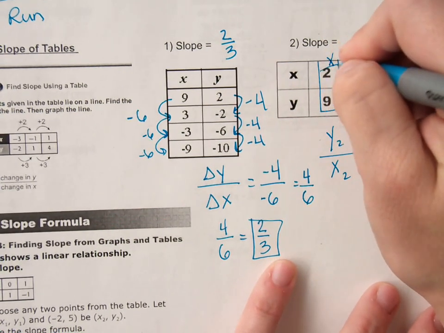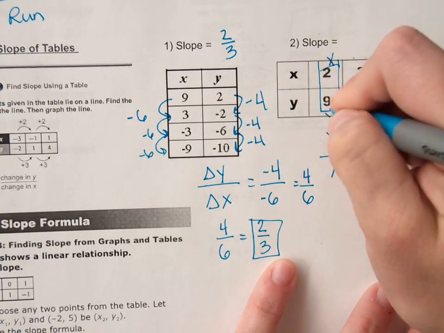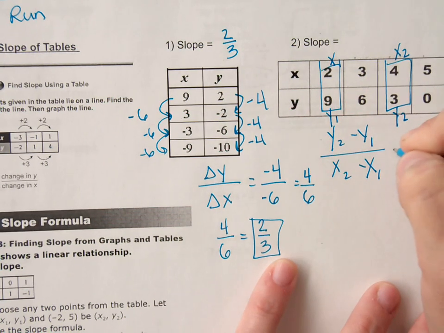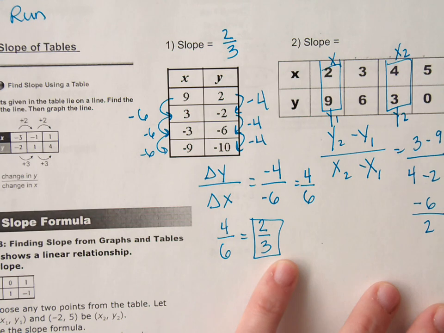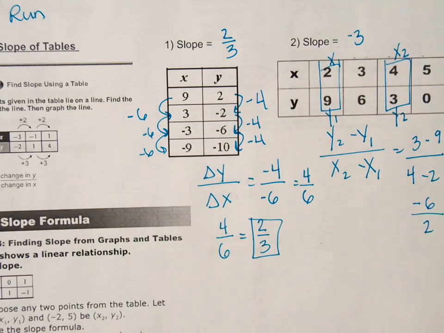Let's say I make this x1, x2, y1, y2. y2 is 3 minus y1 is 9 over x2 is 4 minus x1 is 1. 3 minus 9 is -6. 4 minus 2 is 2, which makes that a slope of -3.